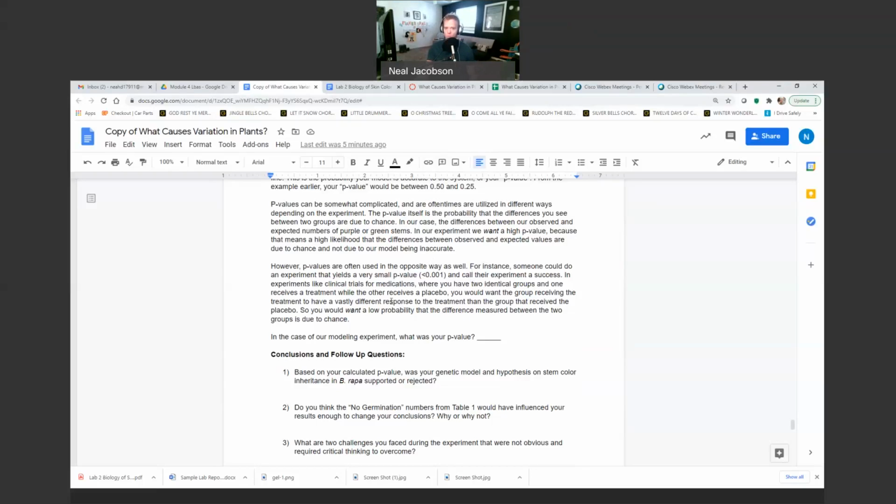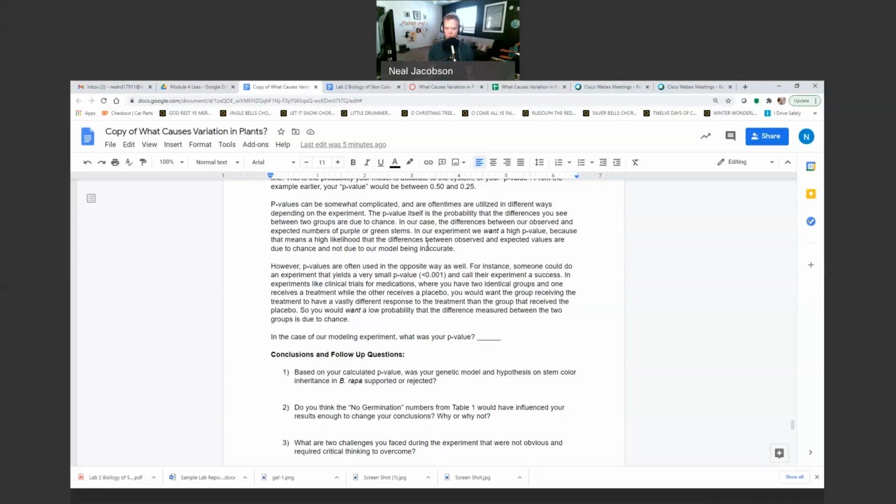There are cases where you want the p-value to be very small, where the differences are not due to chance and they are due to the differences between the two groups. This would be something like clinical trials for medications, where one group gets a placebo and the other gets a treatment. You want the differences between the placebo and the treatment group to not be due to chance. Because otherwise you just wasted a ton of money on researching a chemical to do whatever it is that you want it to do, and it didn't work.